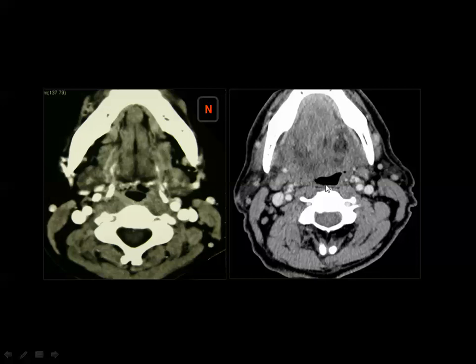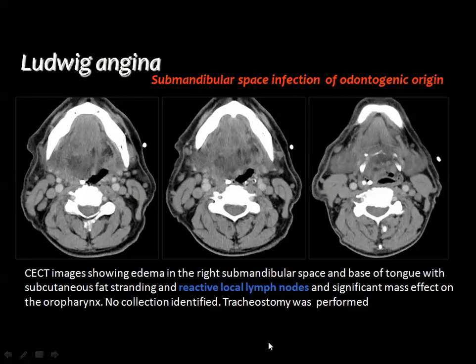And here you see diffuse swelling of the mouth floor, encroachment on the airway, and loss of the normal fat planes. And this is another case where you can see diffuse swelling of the mouth floor muscles and loss of the normal fat planes, with significant encroachment on the airway. And sometimes you can see these reactive lymph nodes, as I have mentioned.